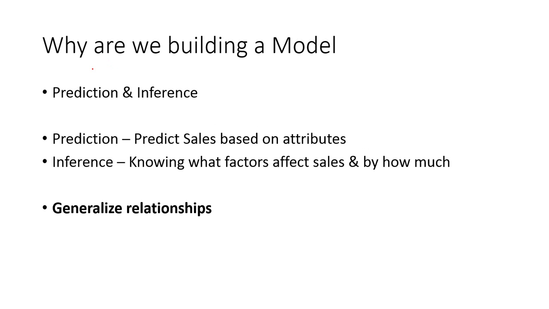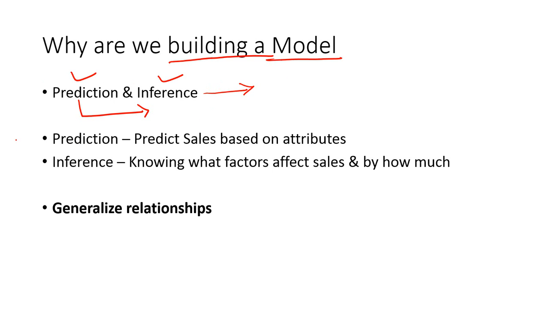First, we need to understand why we build models. Why are we interested in building a statistical or a machine learning model? There are two main purposes. One is prediction. We want to predict a particular variable in future, and we also want to find relationships. That is covered in the inference part. So a model could be built for only prediction, only inference, or both.